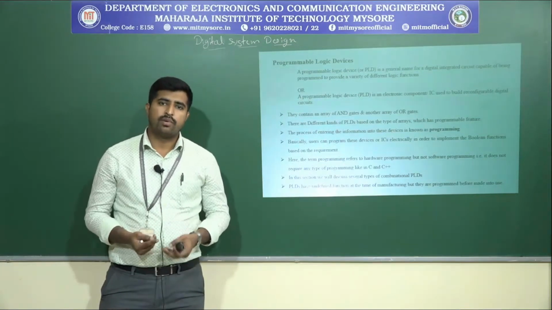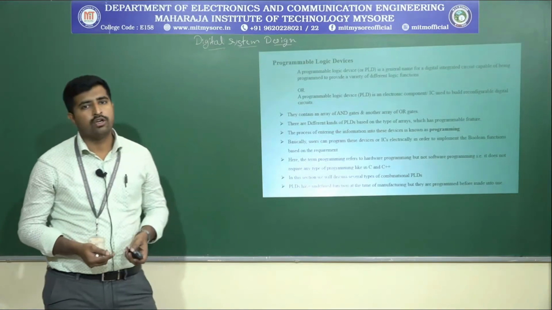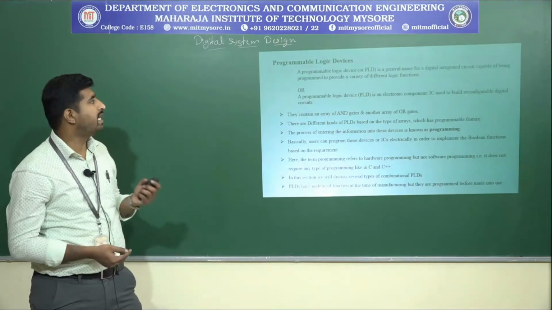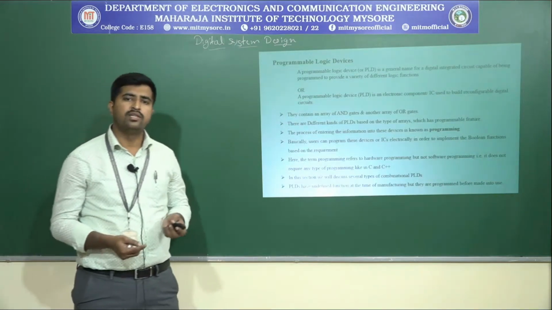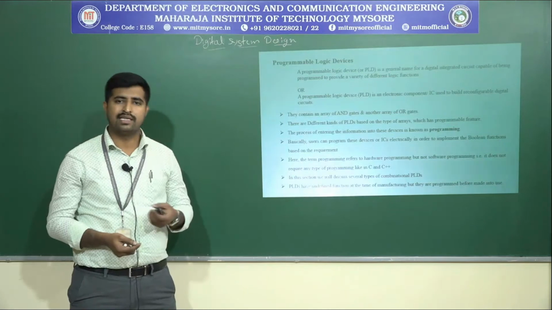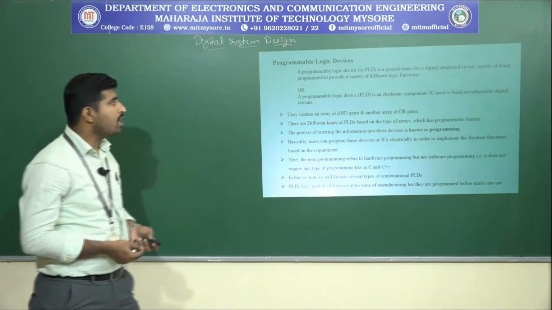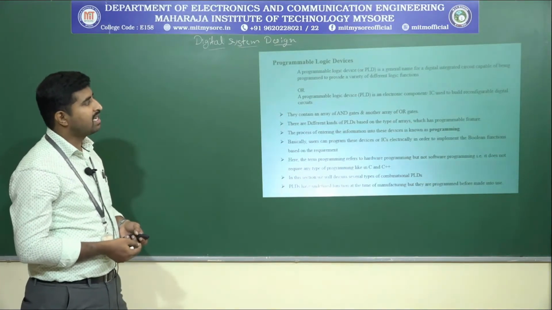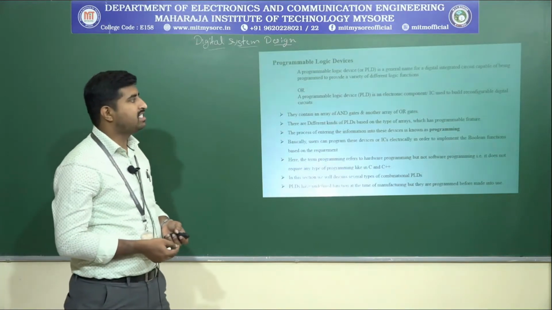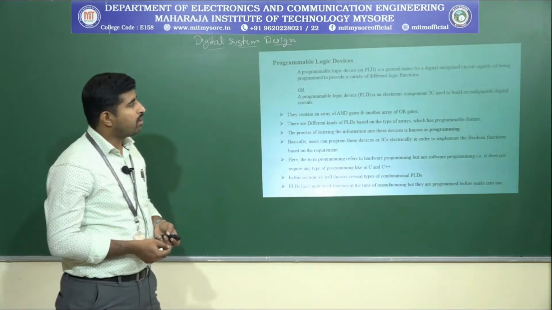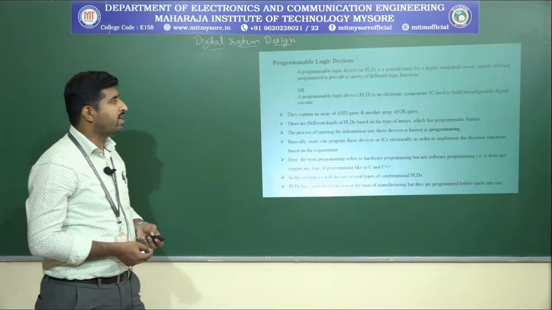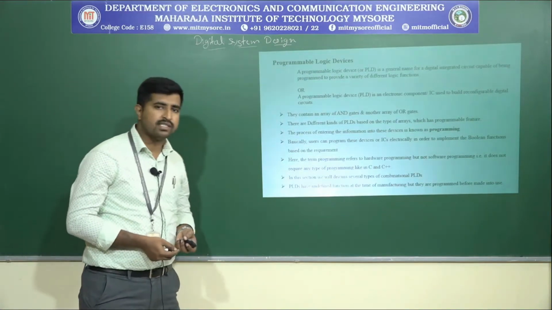Next we will move to the next topic, and the next topic is programmable logic devices. So PLD, usually we call it a PLD. So what are these PLDs, let's understand about that. Programmable logic devices are the general name for digital integrated circuits capable of being programmed to provide a variety of different logic functions.